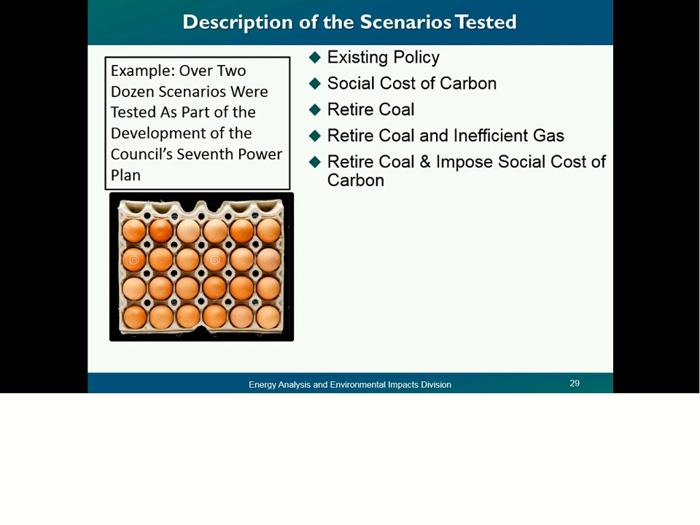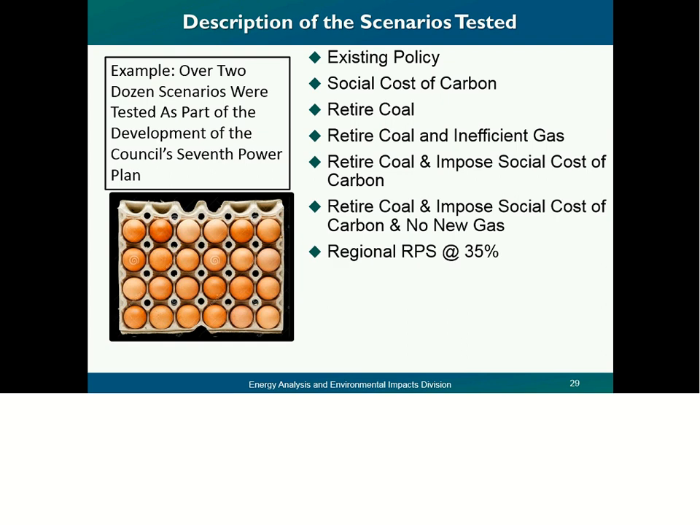So that was sort of, what can we do with current technology was the next one. Retire coal, impose the social cost of carbon, and not allow any gas to be built. Incremental development of resources only with renewables. Then you got to operate the system. Stakeholders asked us to run this, so we did.